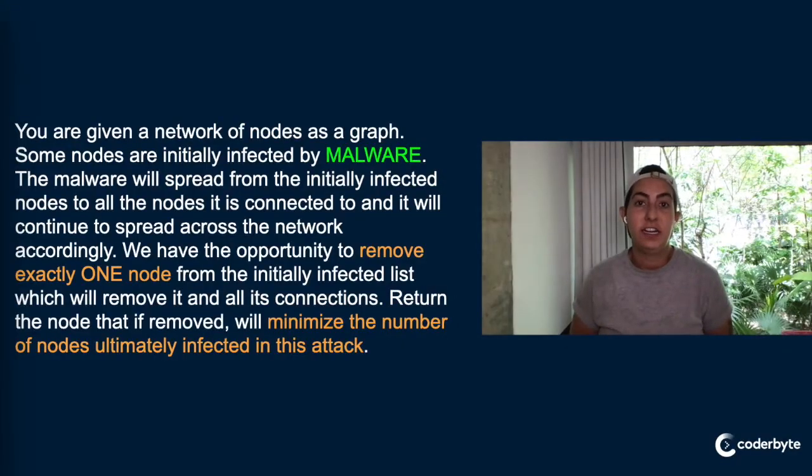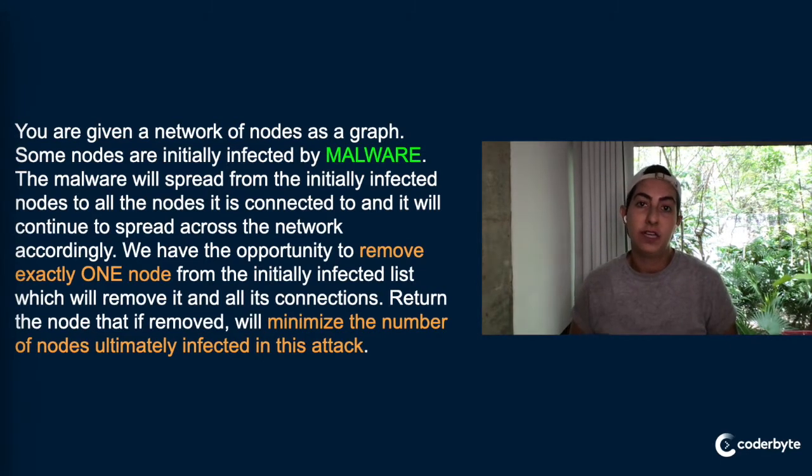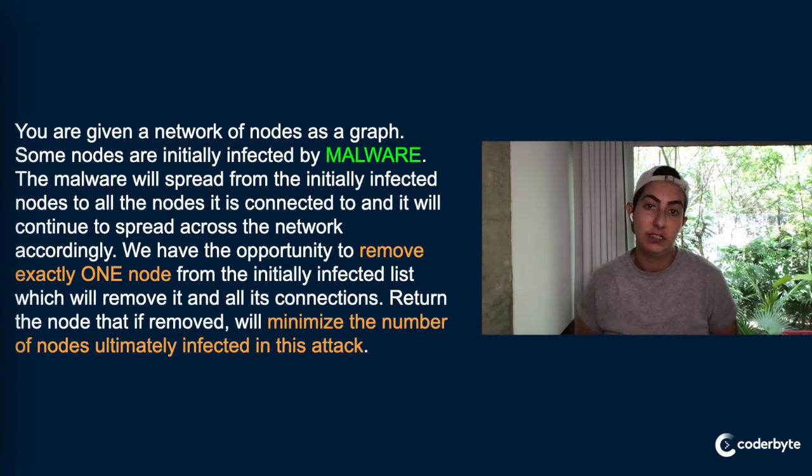And in case you need it, here is a refresher of the problem. You are given a network of nodes as a graph. Some nodes are initially infected by malware. The malware will spread from the initially infected nodes to all of the nodes it's connected to, and it will continue to spread across the network accordingly. We have the opportunity to remove exactly one node from the initially infected list, which will remove it and all its connections. Return the node that, if removed, will minimize the number of nodes ultimately infected in this attack.